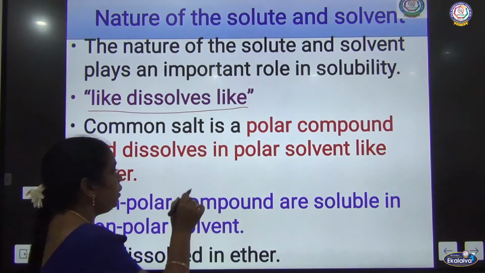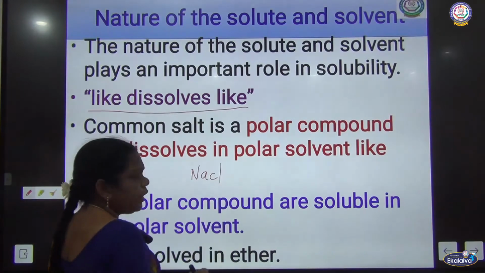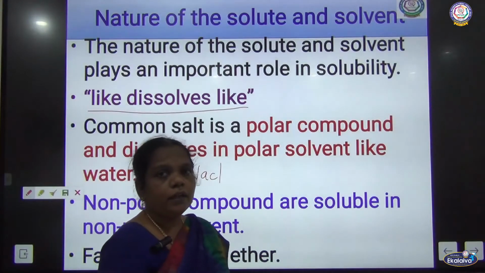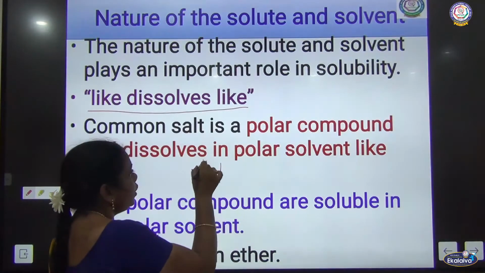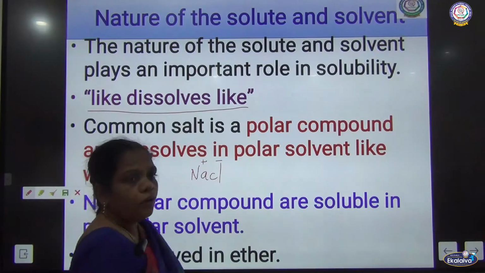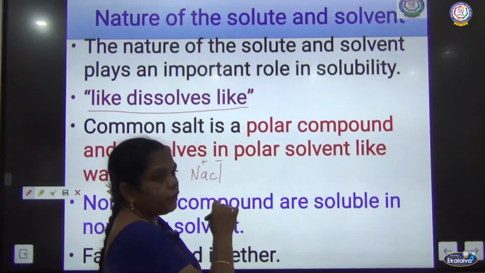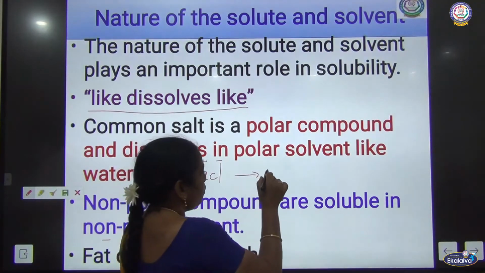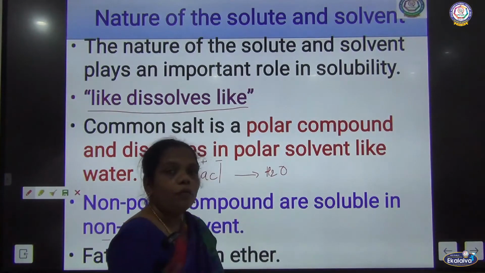For example, sodium chloride. Sodium chloride is a polar solute particle because it is formed by an ionic compound of sodium ion and chloride ion. It can be easily dissolved in water. It can be easily dissolved in polar solvent. What is that polar solvent? The polar solvent is nothing but water.